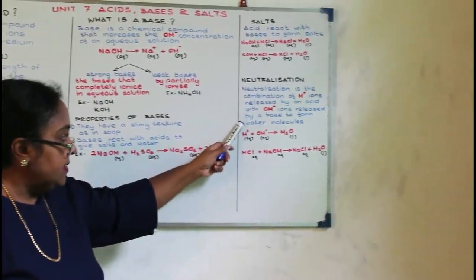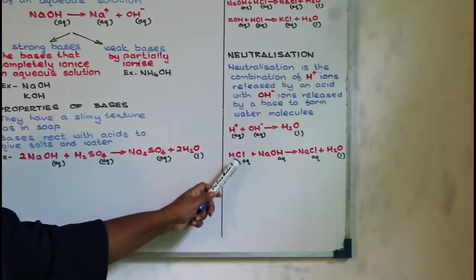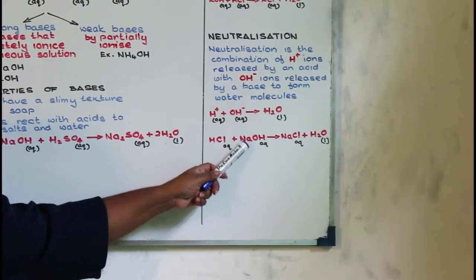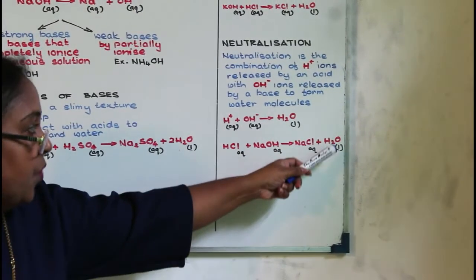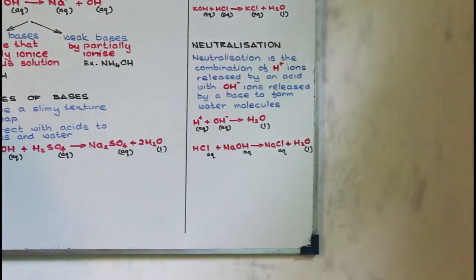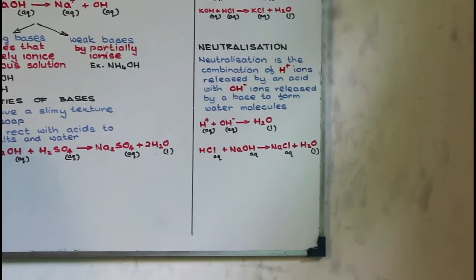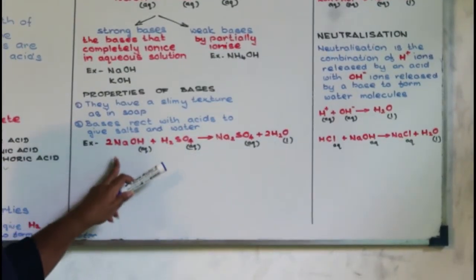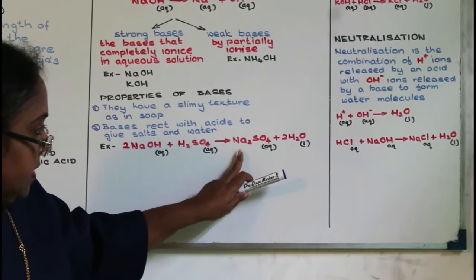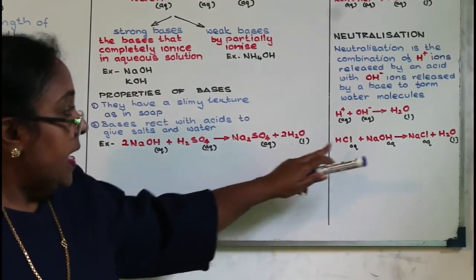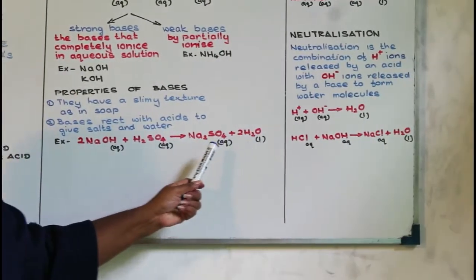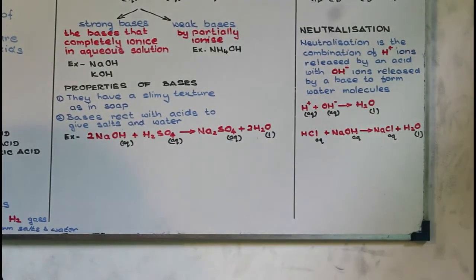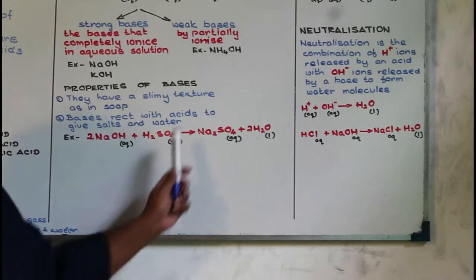Now, H+ ions we get from acids like HCl, and OH- ions we get from bases like sodium hydroxide, and it gives salt plus water. When water molecules are formed, we call it what? Neutralization. Now you know this is an equation of strong acids and strong bases. It gives sodium sulfate and water. Now when we consider this equation, it belongs to neutralization. Why does it belong to neutralization? Because it forms a water molecule.